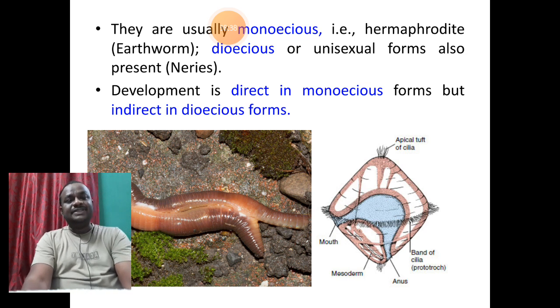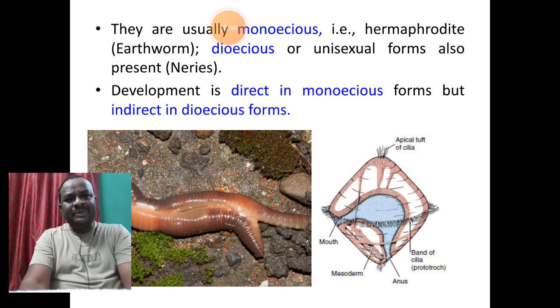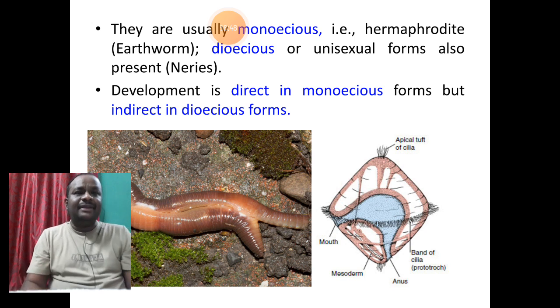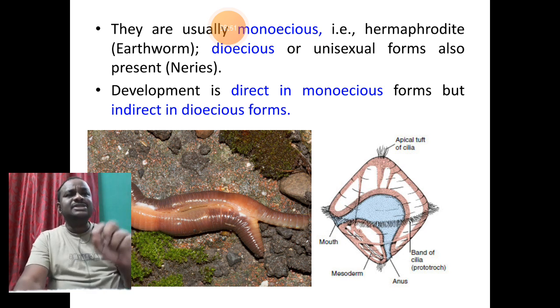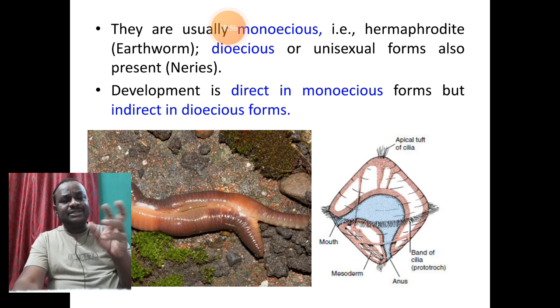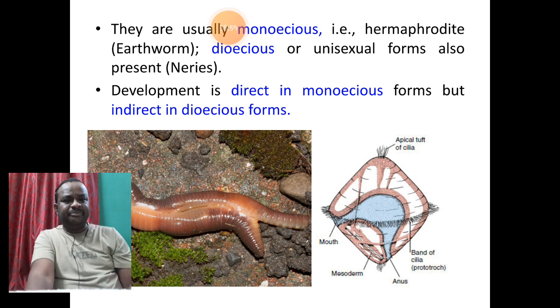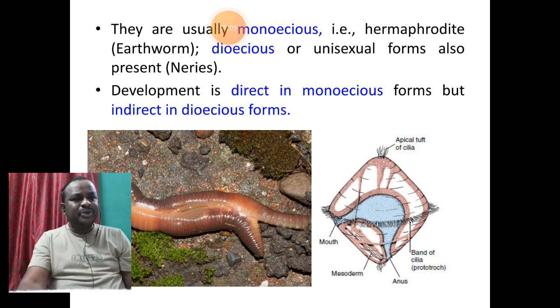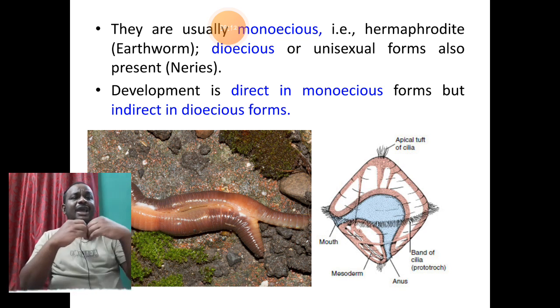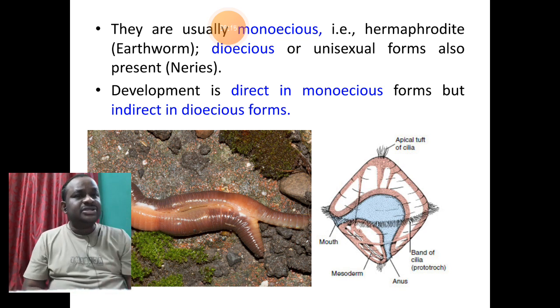Coming on to the reproductive system. Students, remember, both types of reproduction and reproductive system are present in the case of annelids. Annelids are monoecious or hermaphrodites. Meaning, both male and female sex gonads are present in the same animal. Such organisms are called hermaphrodites. Examples are your earthworm, leech, etc. But there are organisms where males are different and females are different. So they are called unisexual organisms or dioecious organisms.